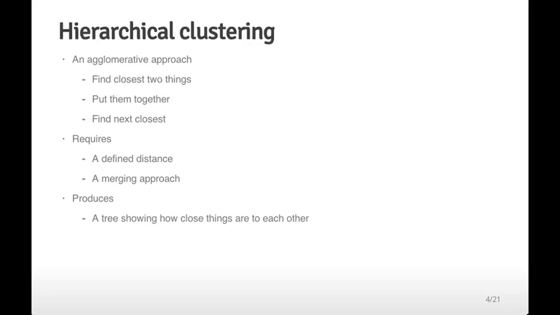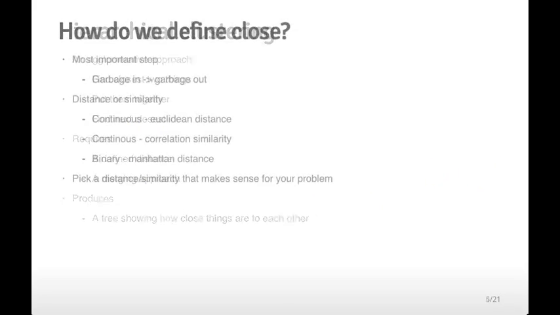To perform hierarchical clustering, it requires a defined distance measure. So how do you determine if two things are close to each other? It also requires a merging approach, because at the end of the day we need to merge things together, so how do we do merging in such a way that we can then merge the next two things? What this produces is a tree showing how close things are to each other that's called a dendrogram, and we'll be talking a lot more about that in the lecture.